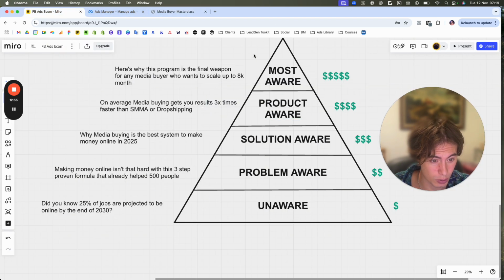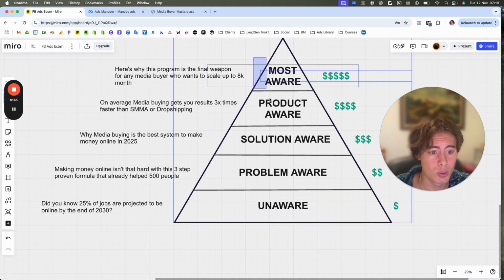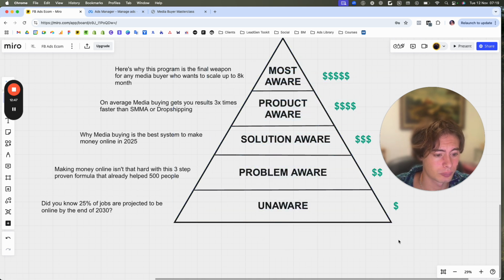So this is why once you craft the creatives, you really need to understand at which stage of the market your audience is and which stage of the market you want to target. Potentially, in my case, I could target the whole market, but my program is not entry level, it's for people that already have a little bit of understanding about SMMA, media buying, dropshipping, stuff like that.